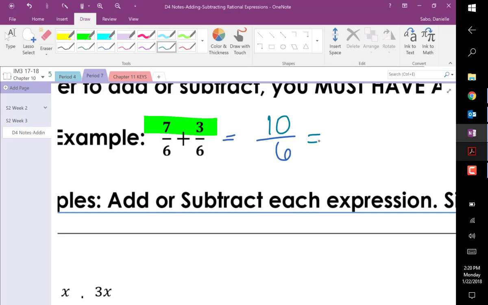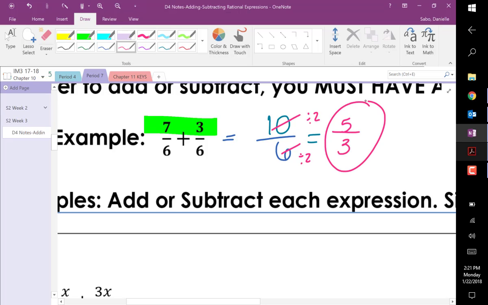Yeah. How? Yeah, everyone was saying 2. And you're correct. So I can technically reduce this by 2, which is dividing by 2. What does that become? When I divide the top by 2, what do I get? 5. When I divide this by 2, I get 3. Okay, that's just normal fractions. I have 7/6, then I have 3/6. I now have 5/3 after you reduce it.